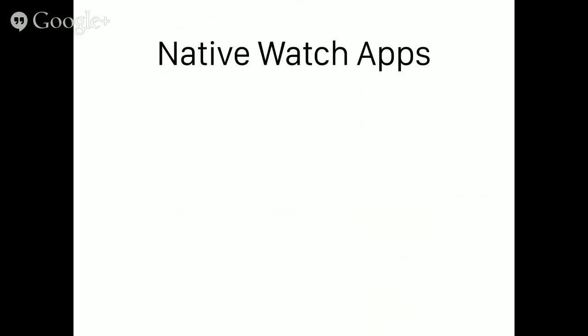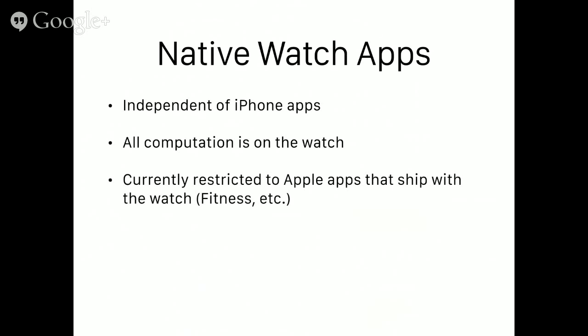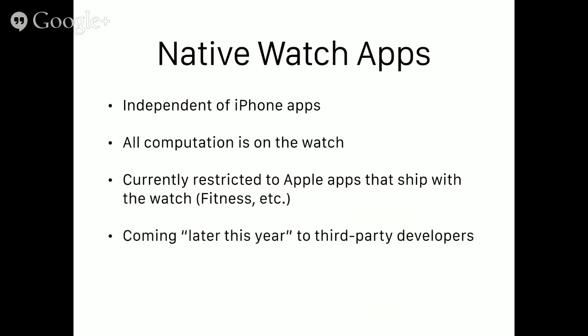Then there are native watch apps, which are independent of iPhone apps. All the computation happens on the tiny little processor on the watch, and you can't make them yet. So right now, only Apple can make these. So like the fitness app on the watch is a good example. Later this year, whatever that means, this will come to third-party developers. I think that's not going to be WWDC because the watch just came out and most pre-orders won't even be fulfilled at that point. Probably like September or October, we'll see this.